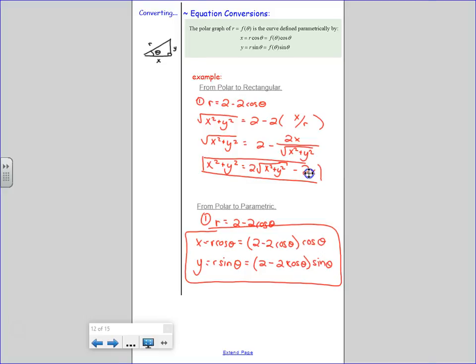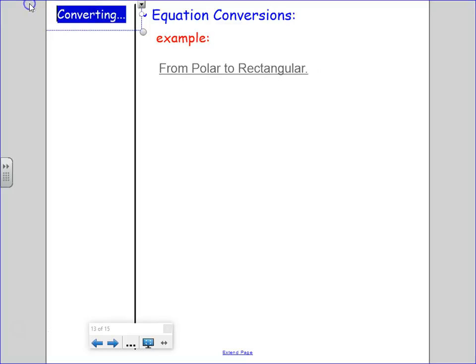So let's go ahead and do one more thing. I'm not going to have us converting, let's do graphing, because that's in your homework a little bit.